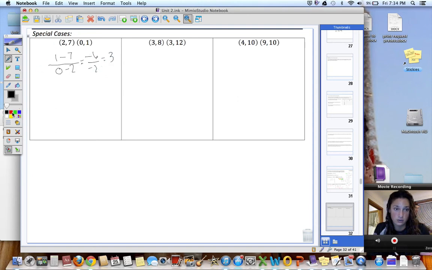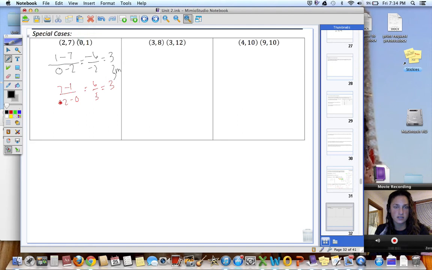Again, if I show you it doing it the other way, you would have a 7 minus 1 and a 2 minus 0, and this would give you a positive 6 over 2, which is still just 3. It doesn't matter which order you take it as long as you use the same. If I'm going to pick this 7 first, I have to use this 2 first. So that would be my m. These are my m. So then my b.